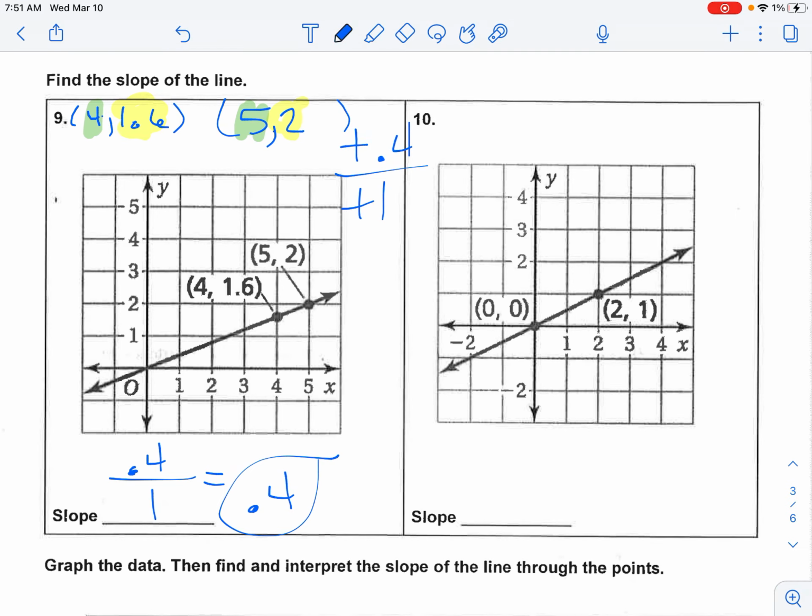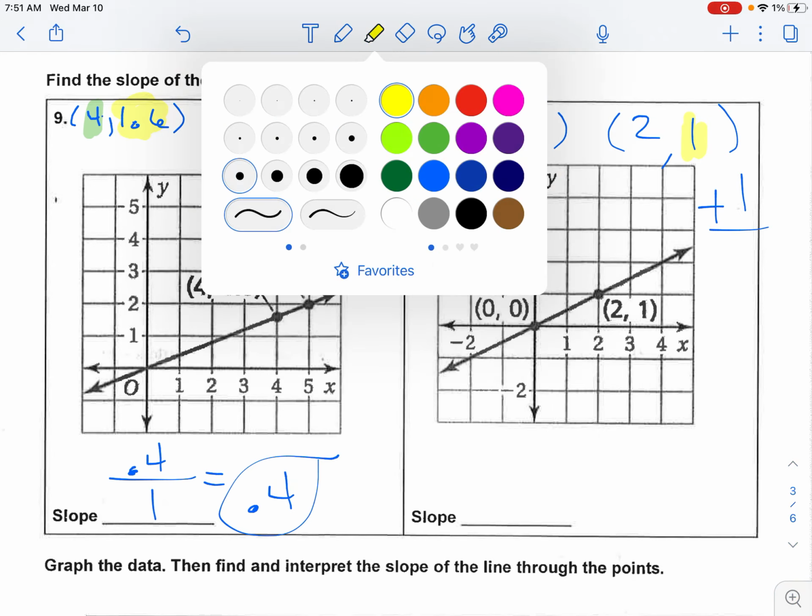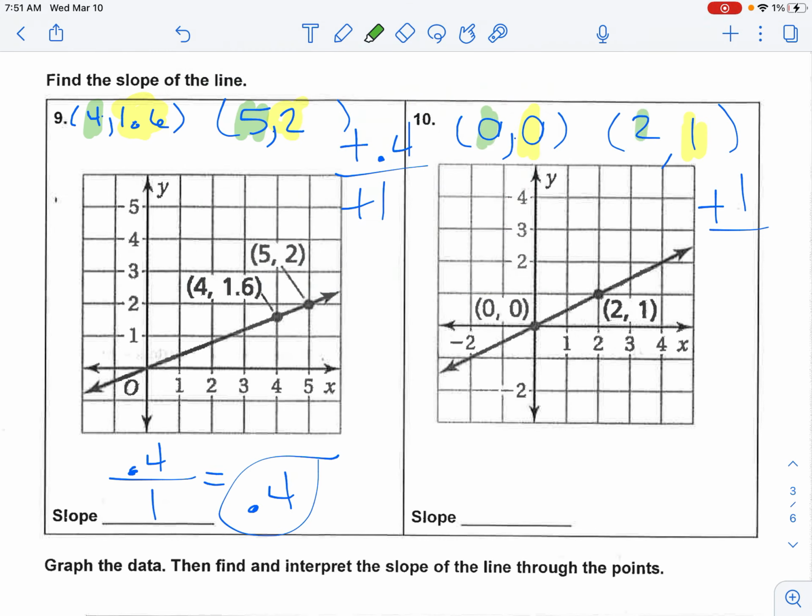Okay, number 10. So we have a point at 0, 0. I need a better stylus if you can't tell. And I've got a point at 2, 1. So first I'm going to focus on my y values. Going from 0 to 1 is +1. And then going from 0 to 2 for my x is a change of +2. So the slope of that line is 1/2.